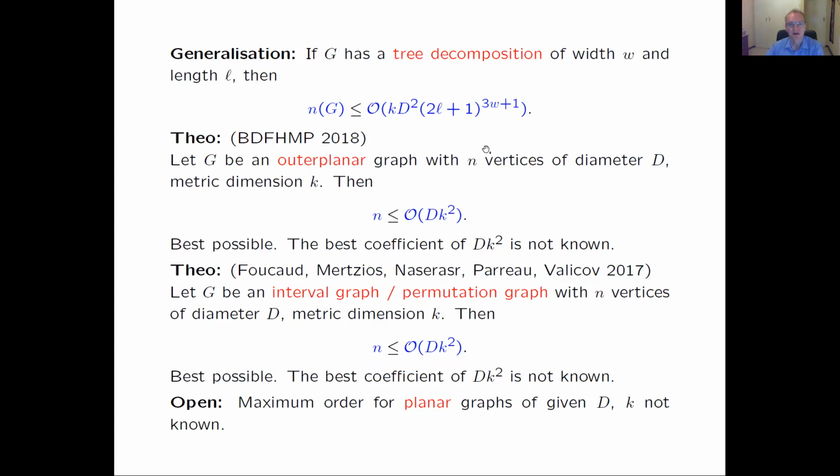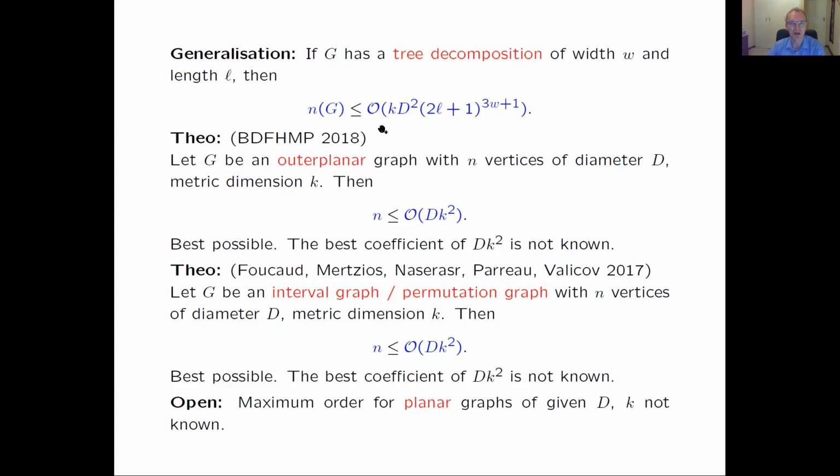Okay. Now we try to generalize this result a little bit in our research that started with this bound for trees. We looked at tree width, and we found that if we have a graph that has a tree decomposition of width W and length L, and diameter D, then the order is bounded from above by k times d squared times (2L plus 1) to the power 3W plus 1.